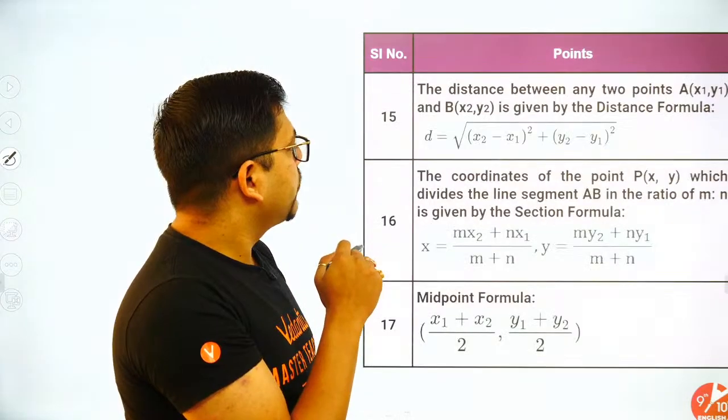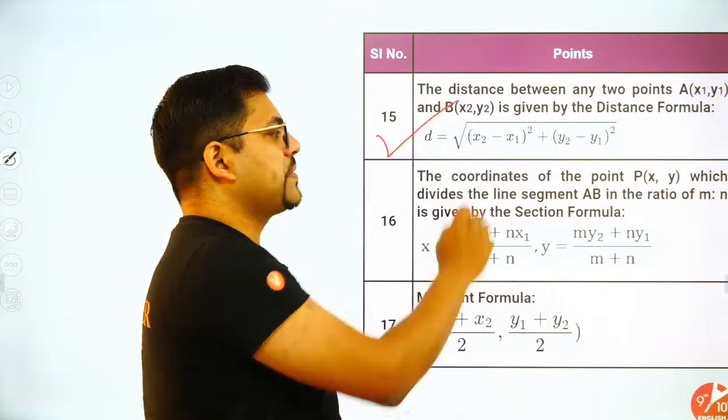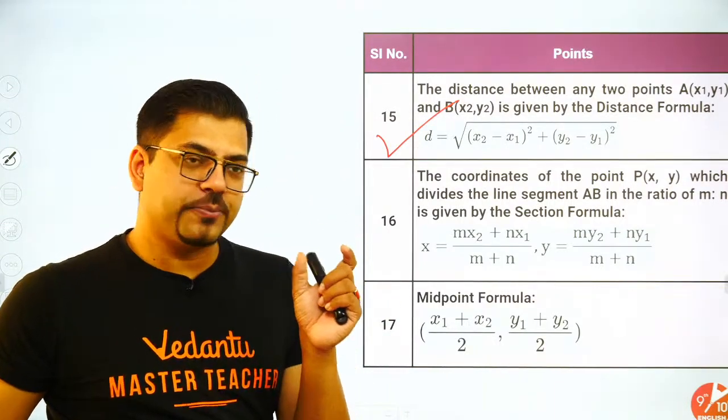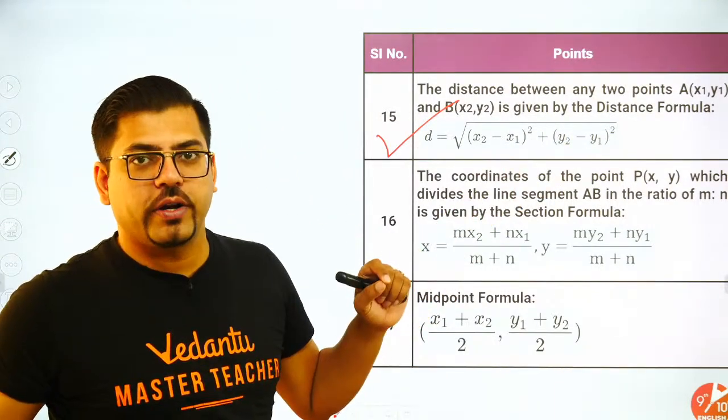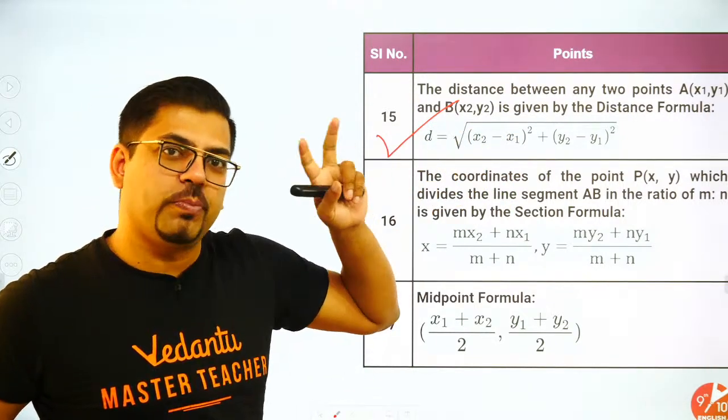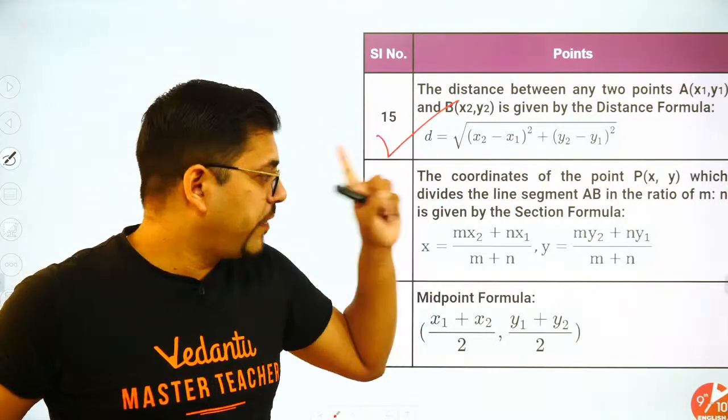So let me show you the distance formula. This formula becomes very important. The square root of the difference of x coordinates squared plus the difference of y coordinates squared will give you the distance between 2 points. First, very important.